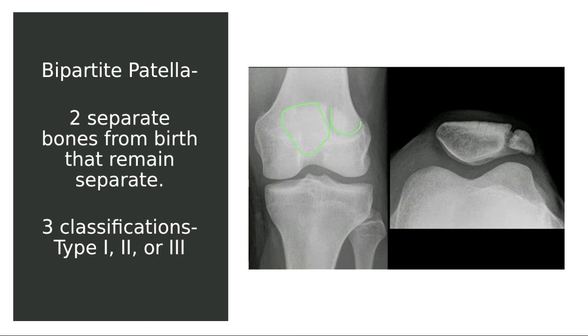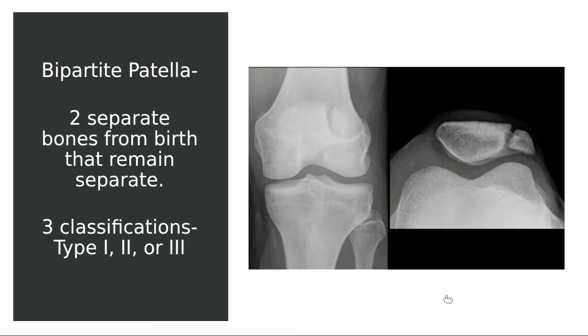All right, and then you can see that right here is separated. Now, most of the time when these images are done and somebody sees that, they immediately think, oh my gosh, it's a fracture. Nice open joint space right there. But it's not a fracture, it's actually a congenital anomaly, meaning they're born that way. From birth, it just forms as 2 separate bones. So a bipartite patella is where it forms as 2 separate bones and they remain separate.